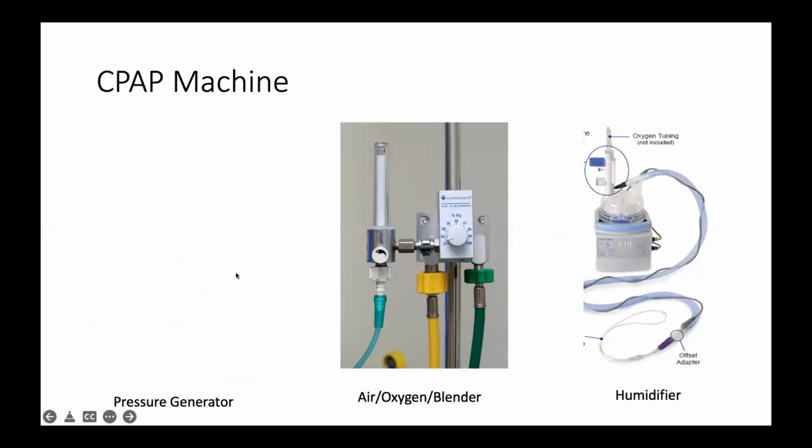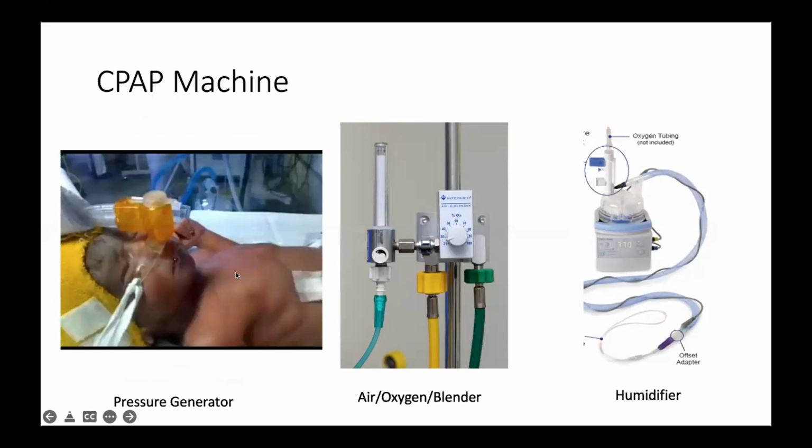So in infant flow drivers, the pressure generator, unlike the bubble generator, is the device. This device is at the nose, which is delivering the pressures.